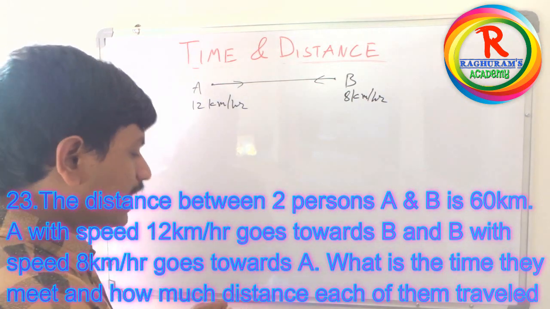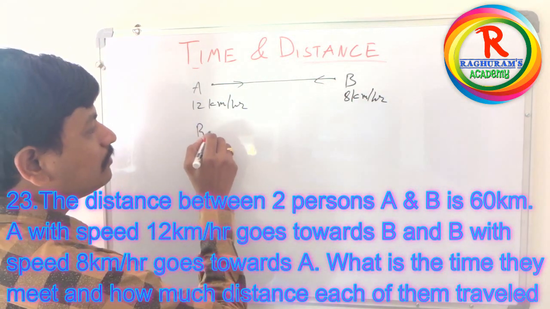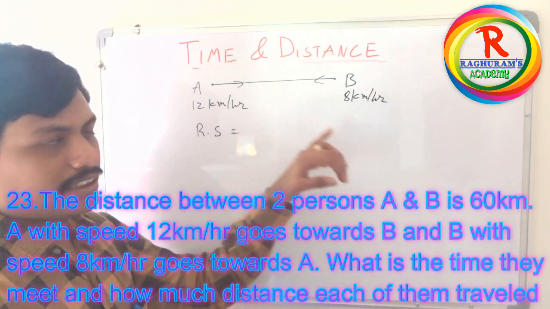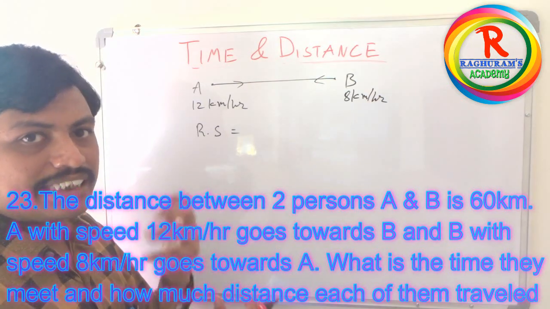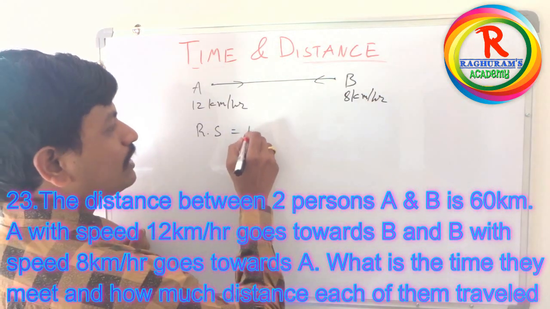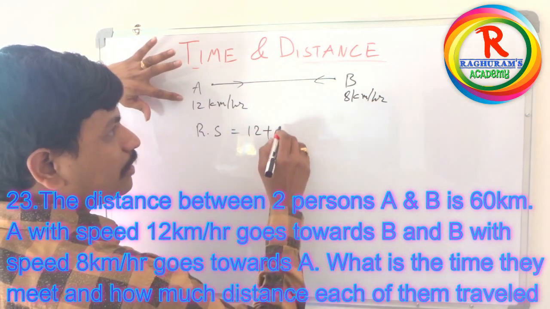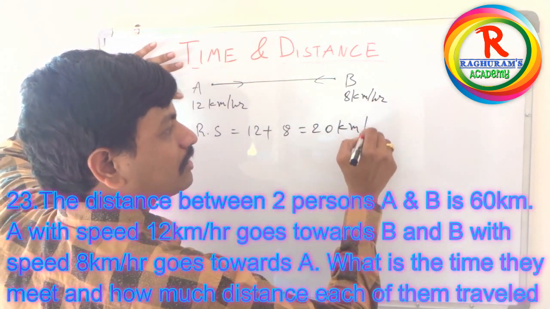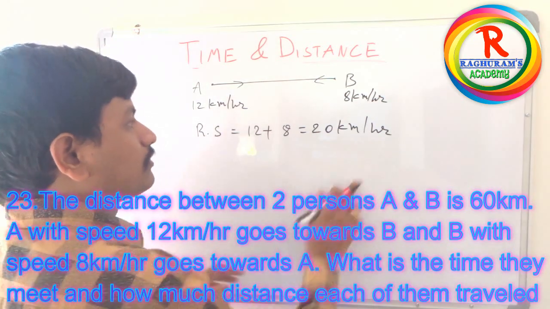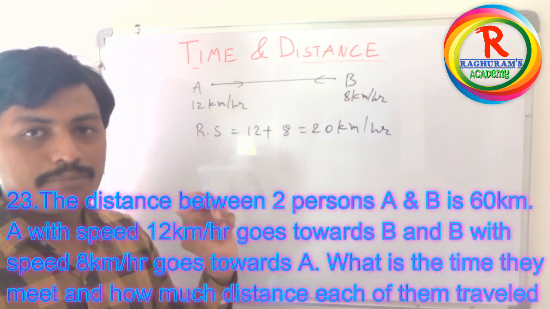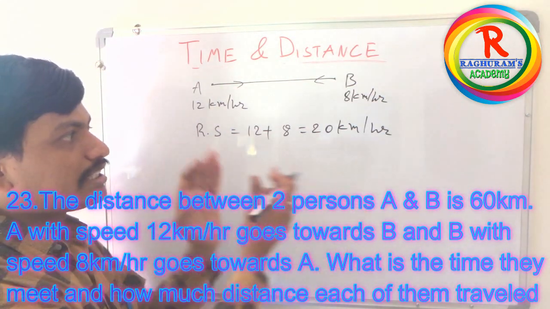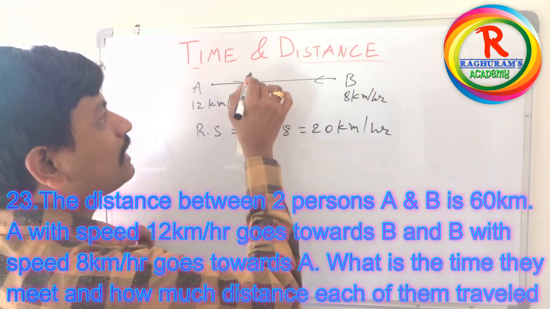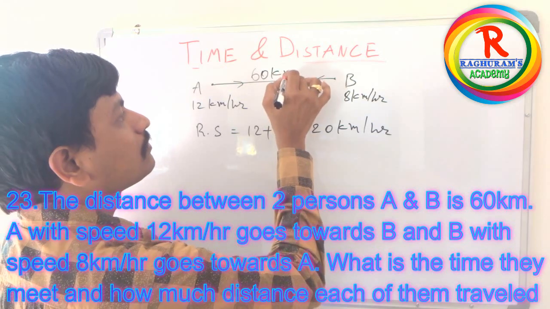Here we find the relative speed. What do you mean by relative speed? If they are going in the same direction, subtraction. If they are going in the opposite direction, addition. So just addition. A with 12 kilometers, B with 8 kilometers. So 12 plus 8, 20 kilometers per hour. This is the relative speed they are moving. So what is the distance between A and B? It is given as 60 kilometers.